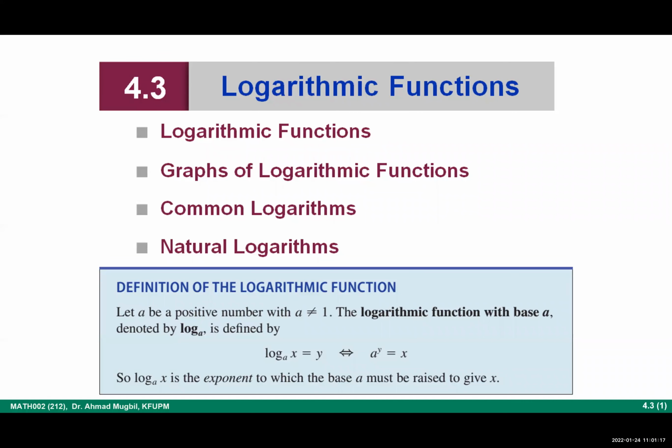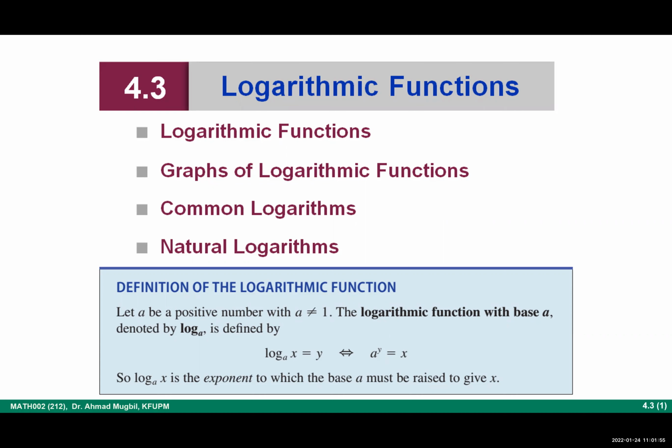Today, inshallah, we will continue section 4.3. We just, I think, had a short introduction for this section in the previous class. So let's remember together, what are the main objectives of this section? After finishing this section, you will be able, inshallah, to identify the logarithmic functions, what they are, how to evaluate them, and how to sketch the graph also. And we will mention also the common logarithms and the natural logarithms.